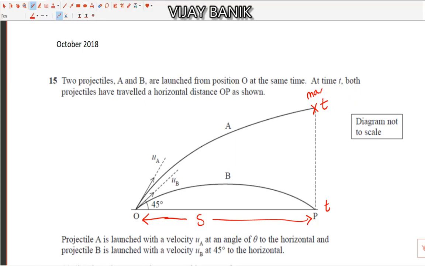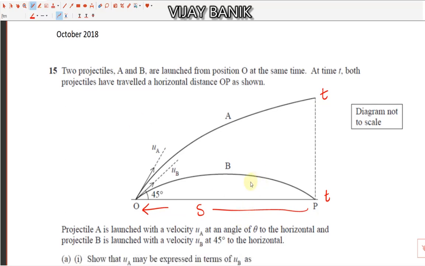Now, projectile A is launched with a velocity of UA, and the velocity of projectile B is UB. UB makes an angle of 45 degrees to the horizontal, and UA makes an angle theta with the horizontal, because they did not give us the angle.